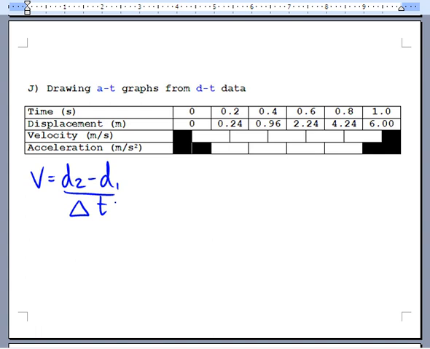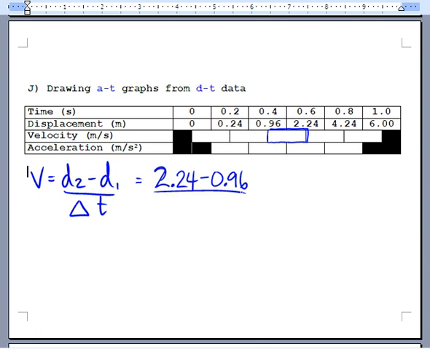For example, if we are looking at this box right here, just to put some numbers on the page, remember d2 means not the bigger number necessarily, just the number on the right-hand side. We're straddling these two values right here, the 2.24 and the 0.96. So it's the number on the right, 2.24, minus 0.96, all divided by.